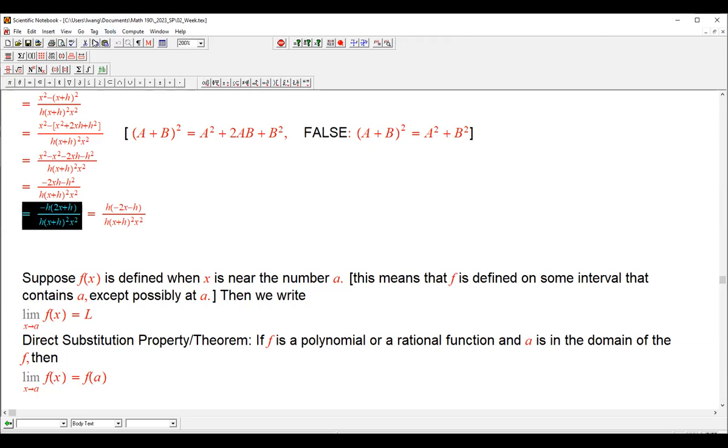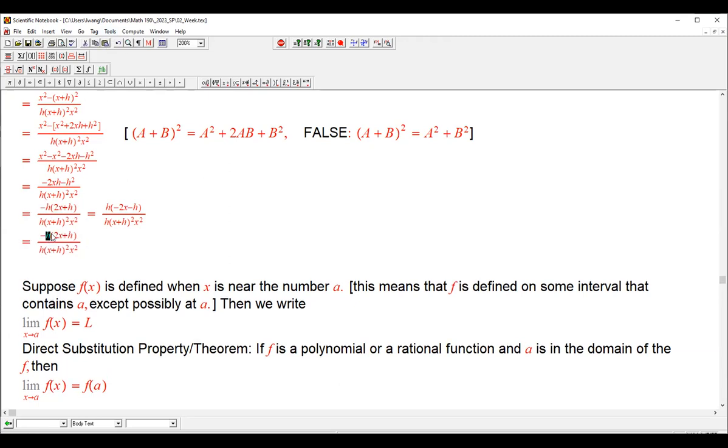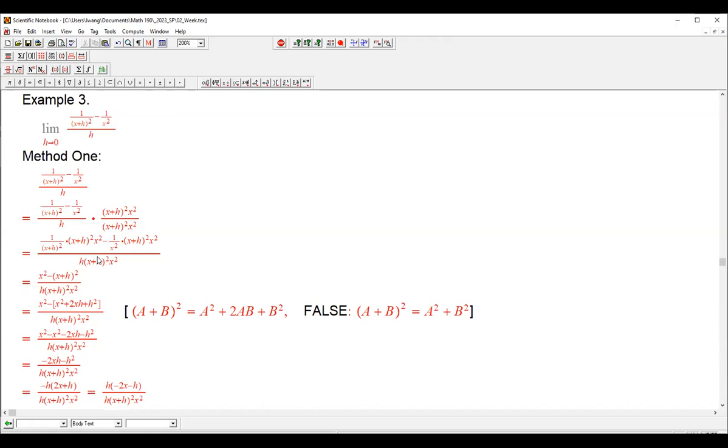So what do we get on the next step? We are getting negative... h is gone, but we have a negative sign on top. And this is how far we can go. I know this may look a little bit scary. So this is the first method. We're working on the algebra part separately, and now we can apply the limit.